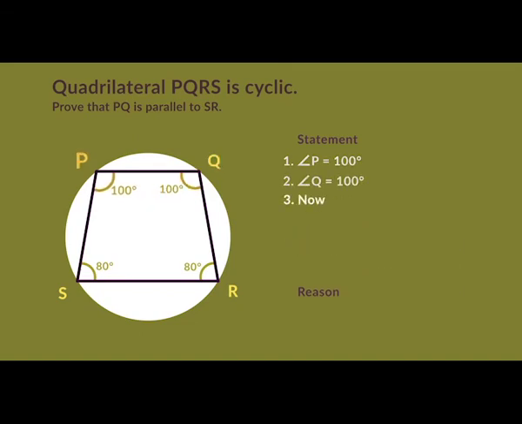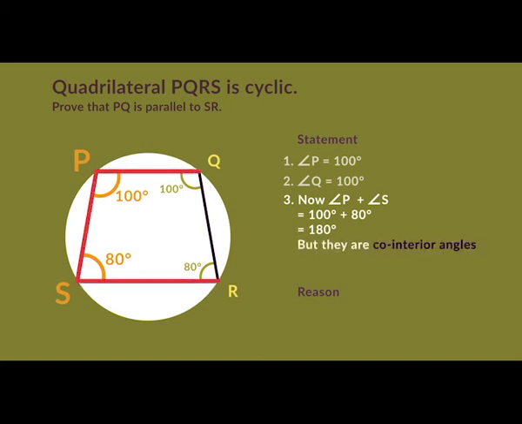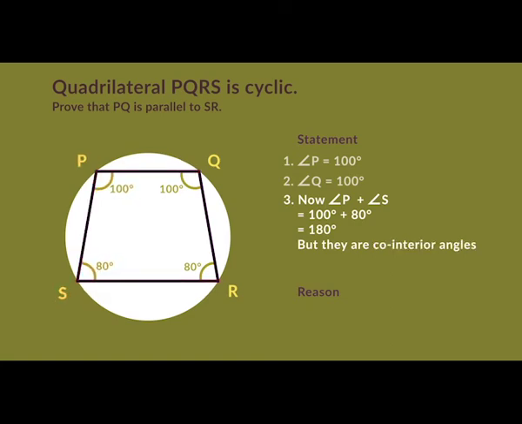Now we can see that angle P plus angle S equals 100 degrees plus 80 degrees, which equals 180 degrees. In other words, angle P and angle S are supplementary, but they also lie between the same pair of lines and a transversal. They are co-interior angles. So we can conclude that PQ is parallel to SR because the co-interior angles are supplementary.